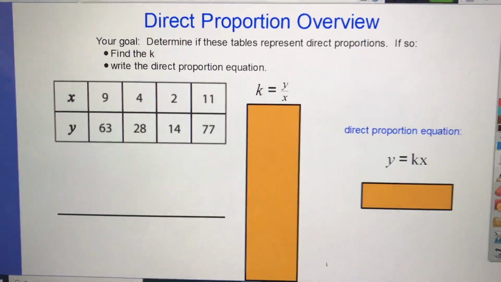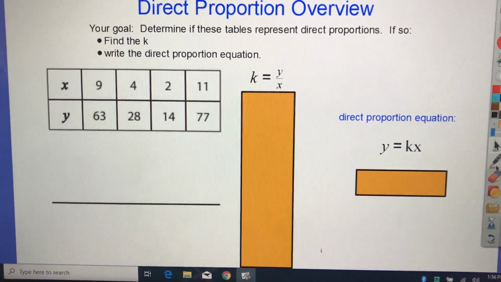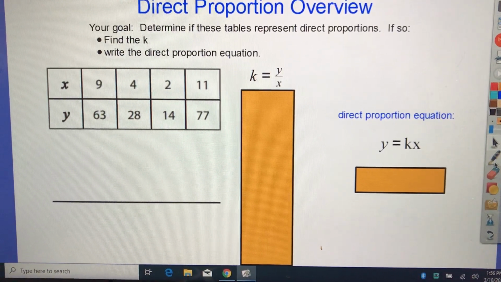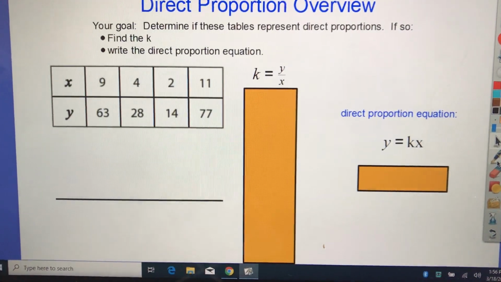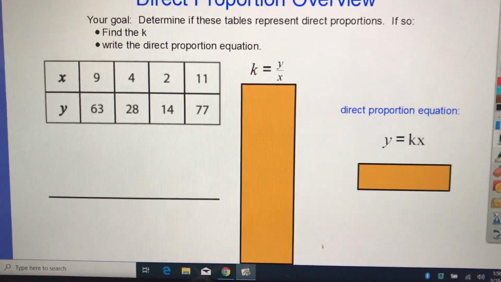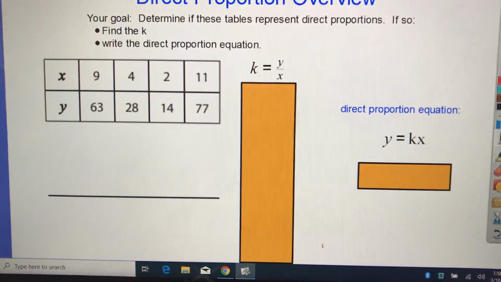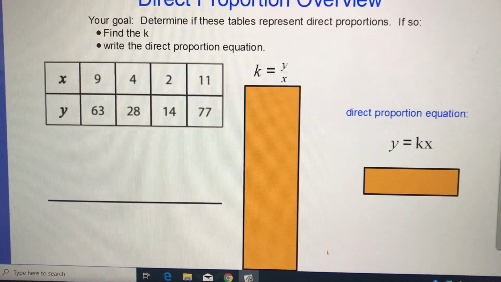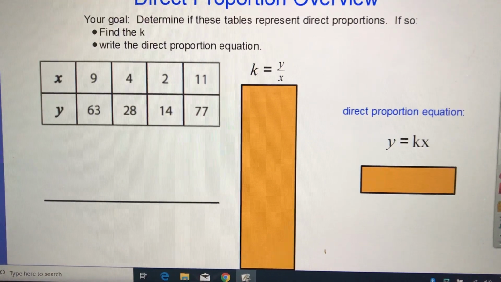When we started this chapter, we had to look at tables and decide if the table represented a direct proportion or not. So we're going to test this table to see if it has a K. And if you remember, K stands for constant. So if this table does have a constant, then you are dealing with a direct proportion.